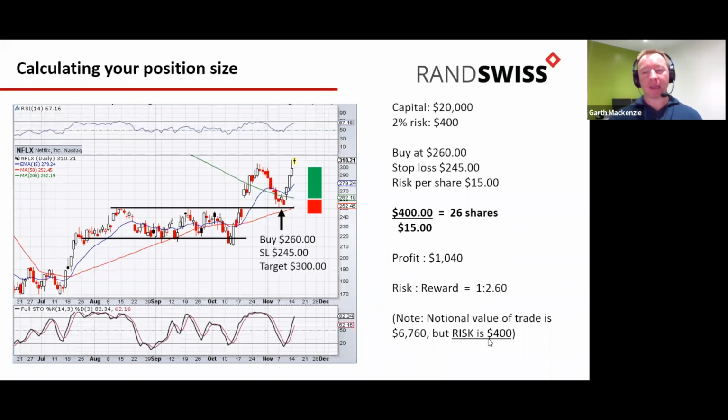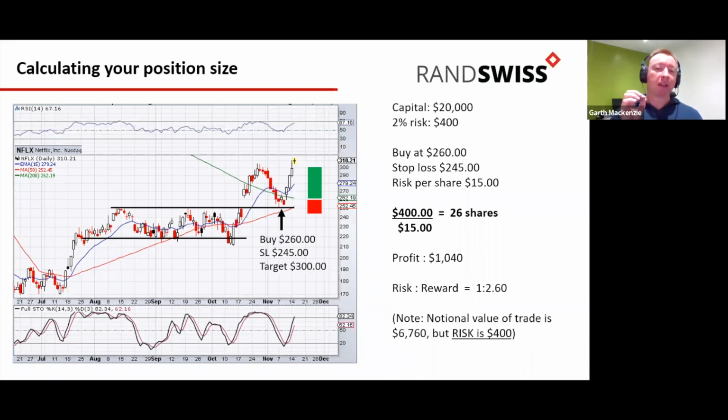And the point I want to make here is coming back to this notion of understanding what does risk mean. The notional value of the trade is $6,760, but the actual risk is $400. Okay, so I want to stress this point because I've found in the past a lot of people who come on my courses will say, yeah, but if I only put 2% of my cash into this position, it's not going to move the needle. I mean, the share needs to go up 50% before I've even made 1%.